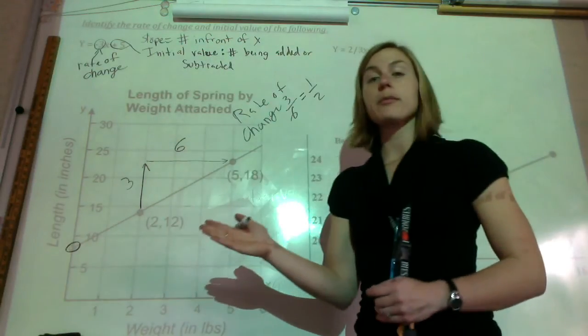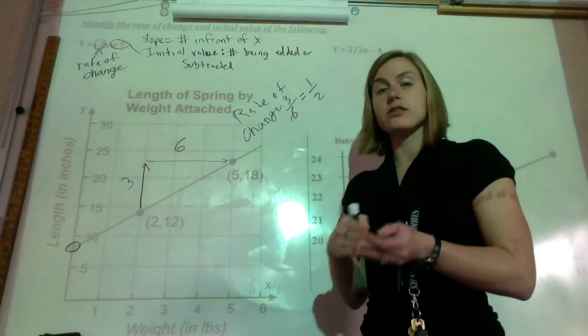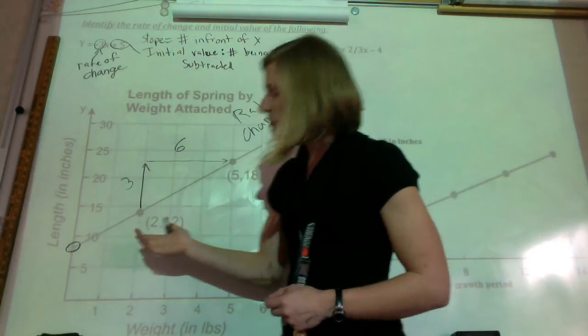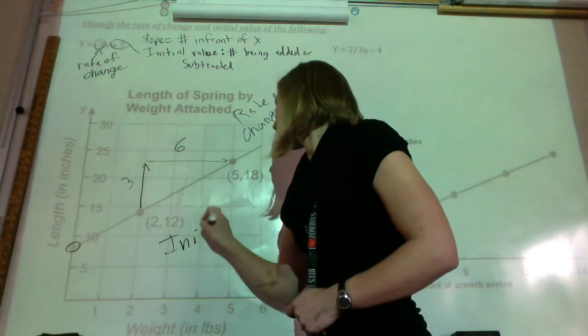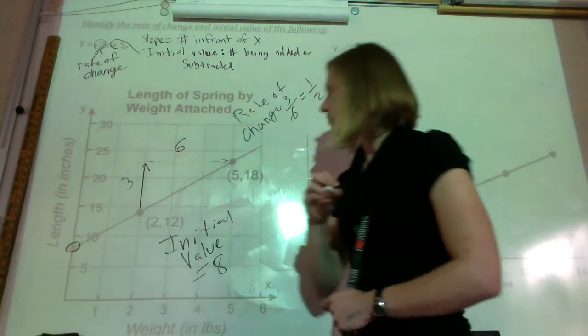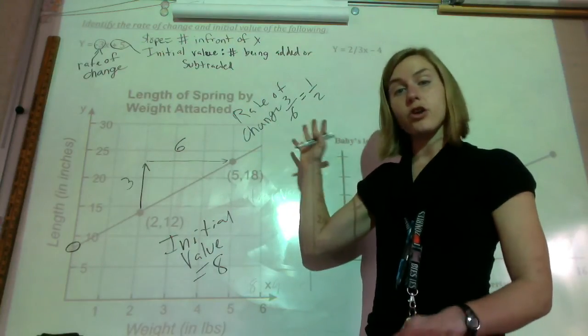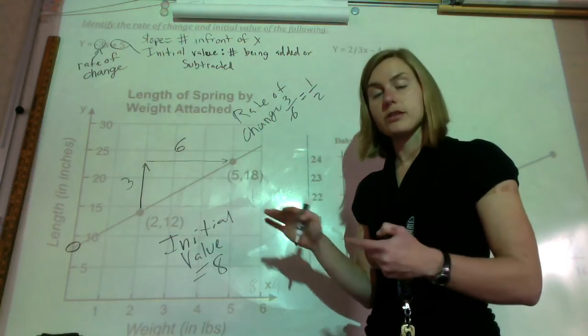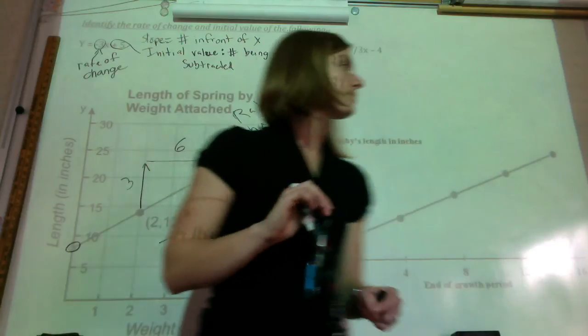So remember, the initial value is our y-intercept, where it crosses the y-axis. So that looks about like 8. So we identified our slope, our rate of change, and our initial value, which is our y-intercept. So let's take a look at one more graph.